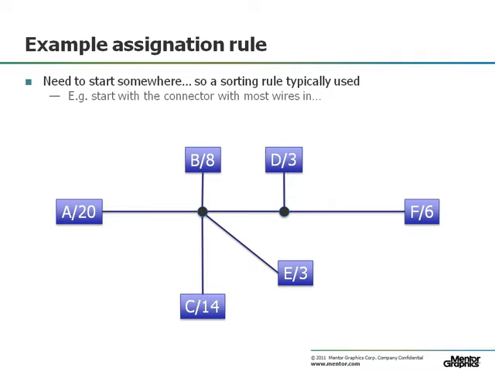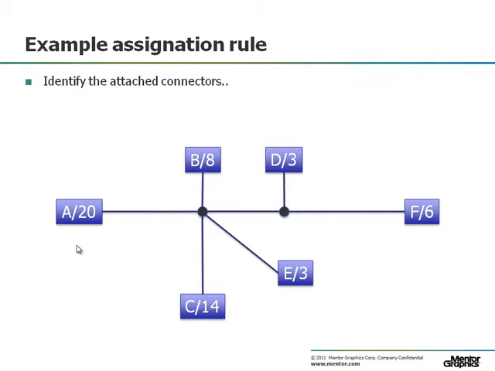Now we'll take a closer look at an example assignation rule that would implement such a strategy. First off, we need to start somewhere, so a sorting rule is typically used. For example, start with the connector with the most wires in. And in my example here, this is connector A, which is a 20-way connector.